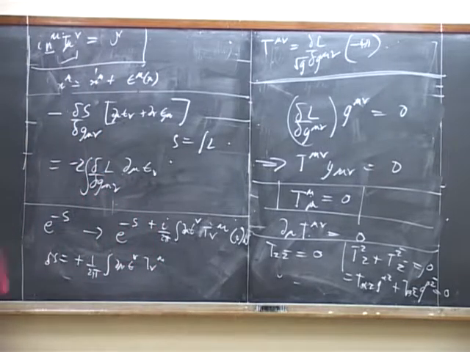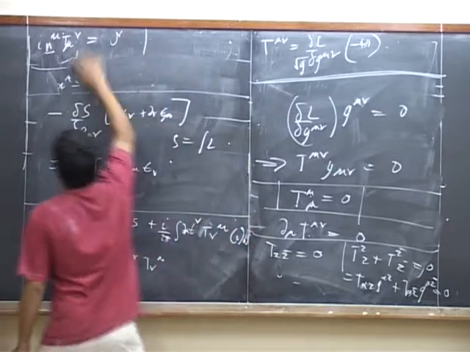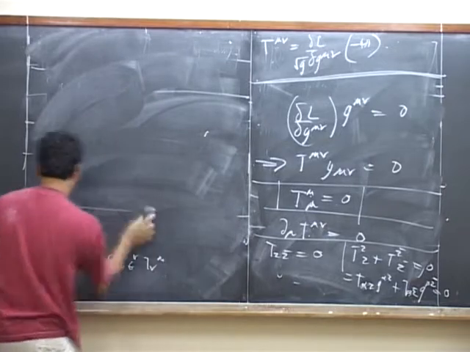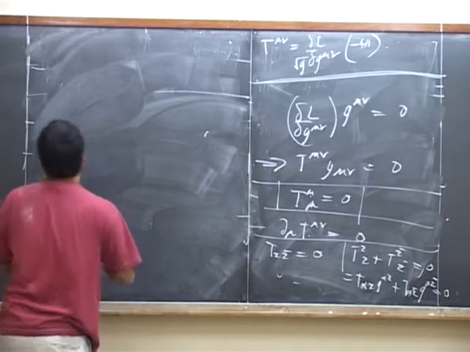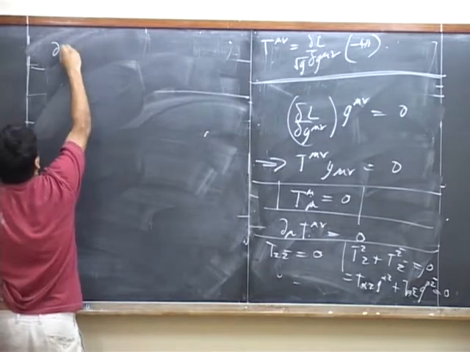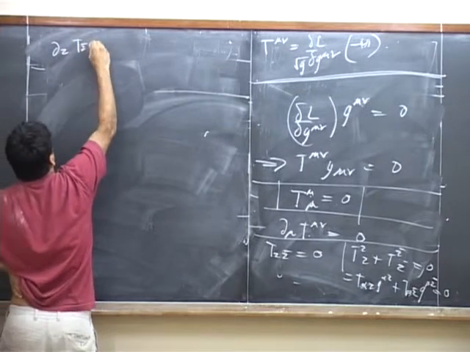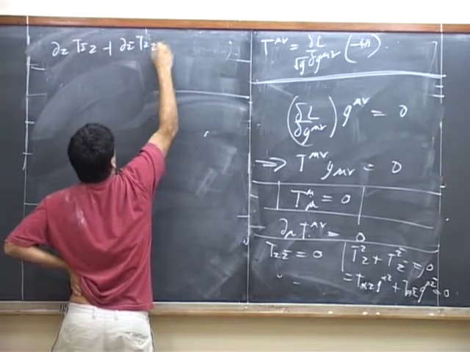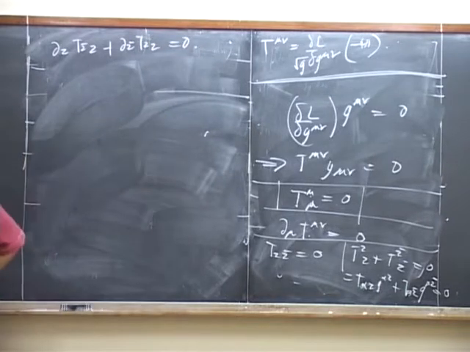Here's my trace of the stress tensor. Fine. Now what about the others? What about the conservation equations? So the conservation equations are del z T z bar z plus del z bar T z z equals 0. That's one conservation equation. Can somebody tell me how I got this from conservation?